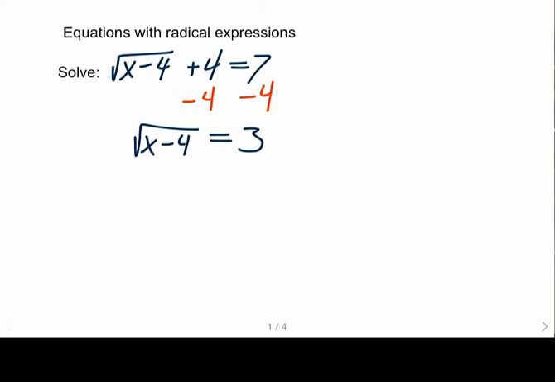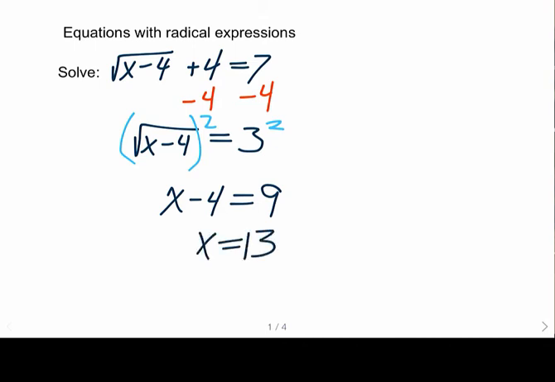Now, solving equations of this type is all about undoing what's been done to the variable. Right now, it's inside of a square root. And so what I'd like to do is square both sides. On the left-hand side, that'll give me the radicand, x minus 4, and on the right-hand side, that'll give me 9. And then finally, adding 4 to both sides will give me that x is equal to 13.